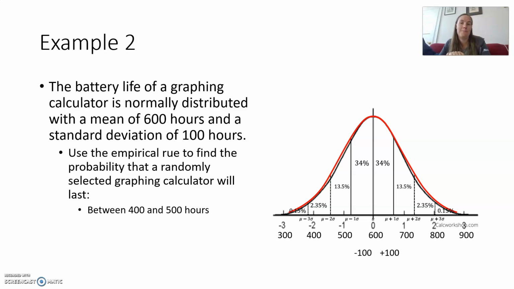What do y'all think? So we start at 400 there. We go all the way to 500 there. So we have to add those two things together, and we would get 13.5% because we have to add those two things together. And lastly, greater than 700. What do you think we do for this one? So we start at 700, everything greater we highlight, and we want to add them all. So we add 13.5, 2.35, and 0.15, and we would get 16%.